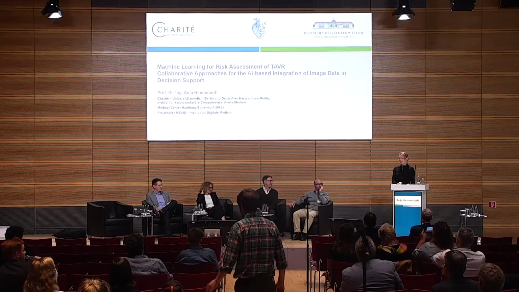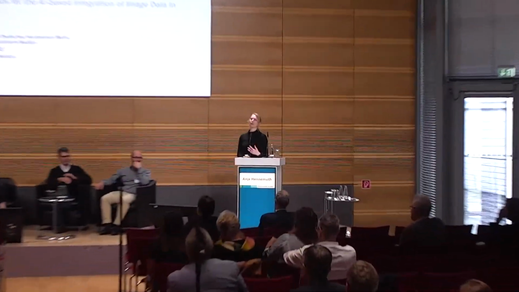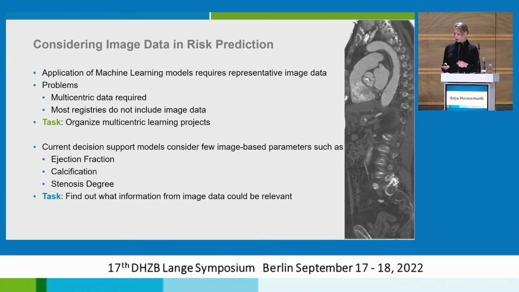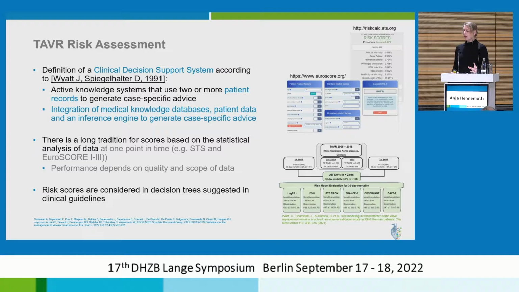So my original title was Machine Learning for Risk Assessment of Transcatheter Aortic Valve Replacement, but getting more into the topic, I had to change that title to Collaborative Approaches for the AI-based Integration of Image Data in Decision Support, because that's actually what should enable a better risk assessment and, in addition, better decision making in this field. So, coming first to the risk assessment task.